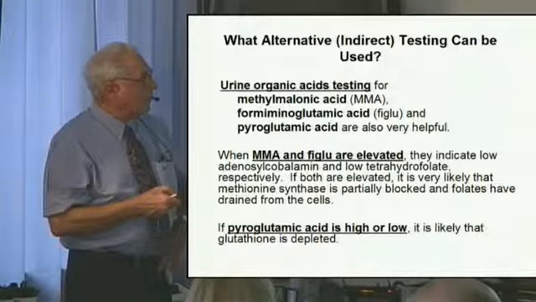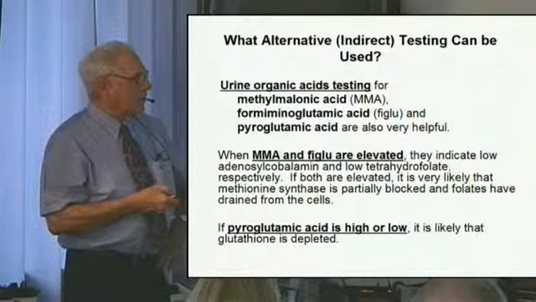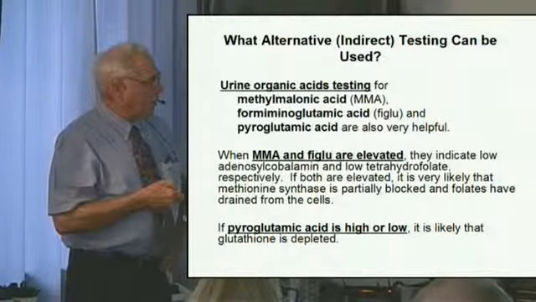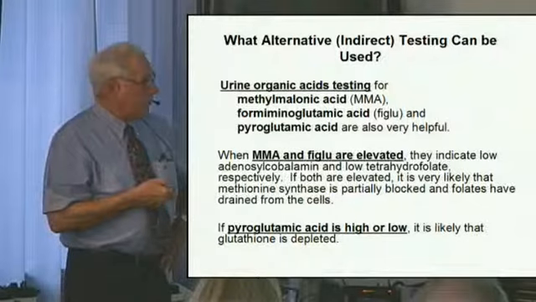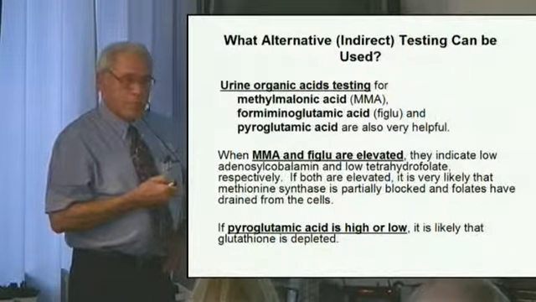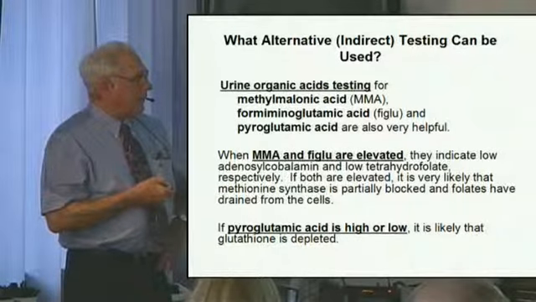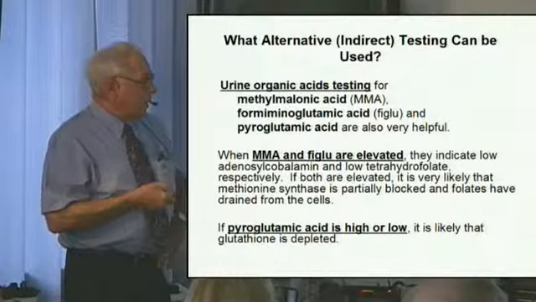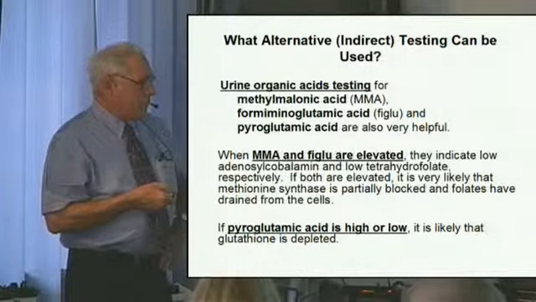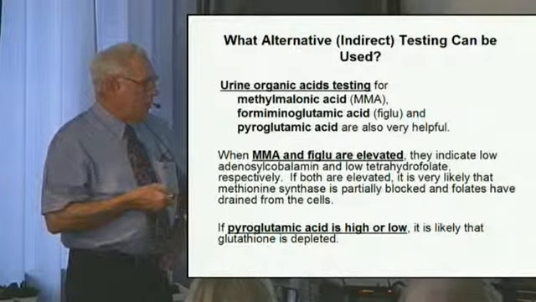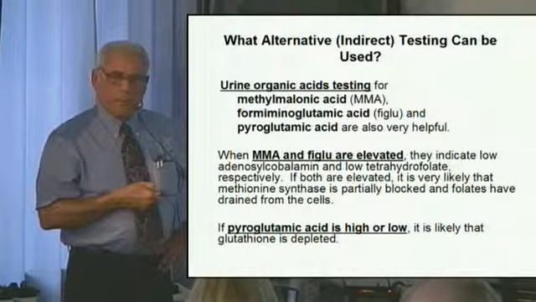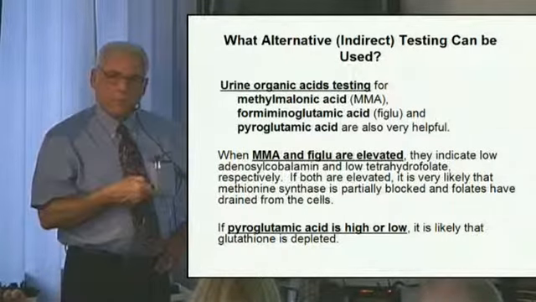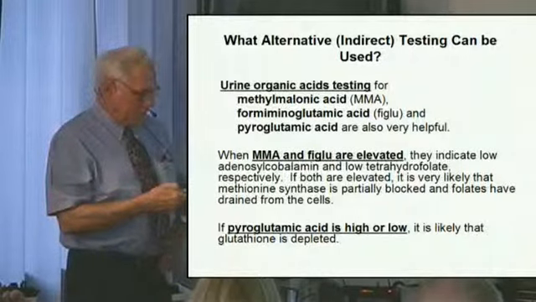That's a pretty good indication that you have a problem in the methylation cycle, because one of those is looking at B12 dysfunction or functional deficiency, and the other is looking at a problem with folate. So when they're both there, there's a pretty good chance that you have the problem, but it is indirect. And then pyroglutamic acid, if it's either too high or too low, then likely you have a glutathione problem. Typically in a chronic fatigue syndrome person, you see all of those together, so that's a pretty good indication.